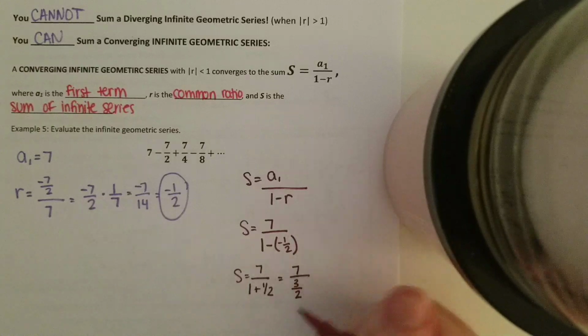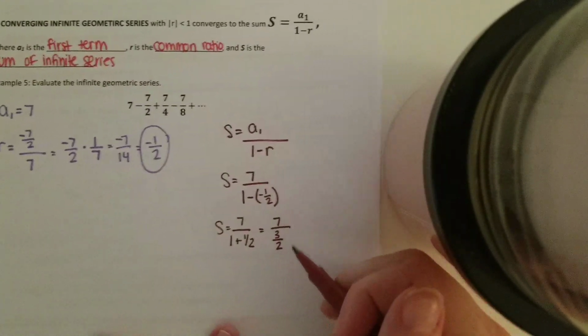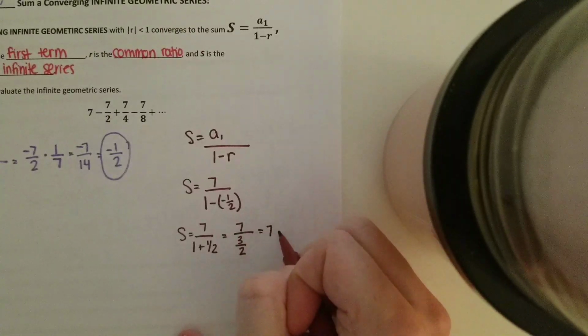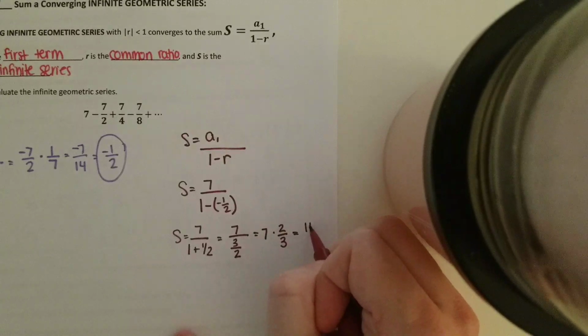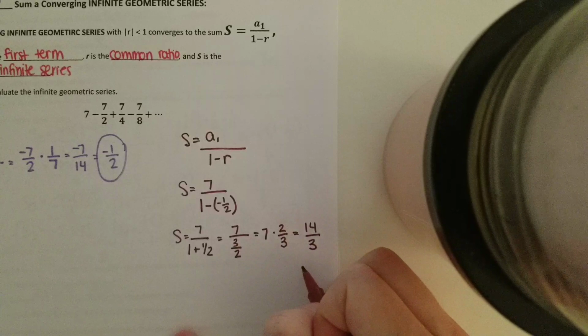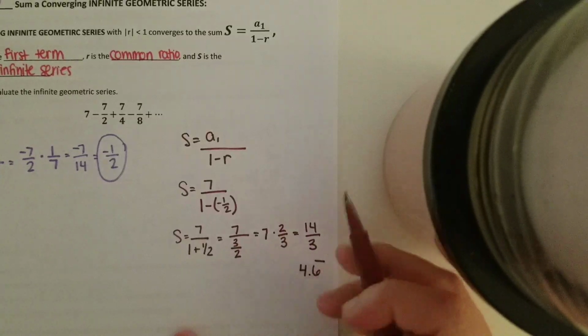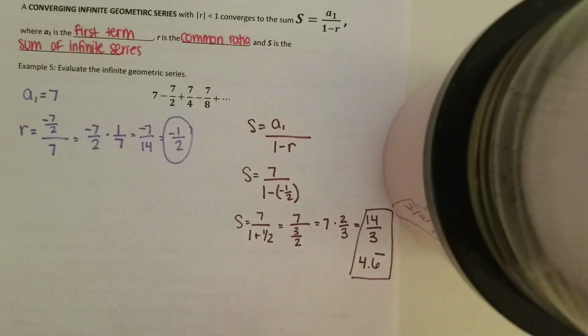So this is equal to 7 over 3/2. And so right here, you can type this in your calculator if you want. That's fine. Or we can keep doing it algebraically. And so this is equal to 7 times 2/3, which is equal to 14 over 3. And so 14 divided by 3 equals 4.6 repeating. So either of those answers are completely fine.